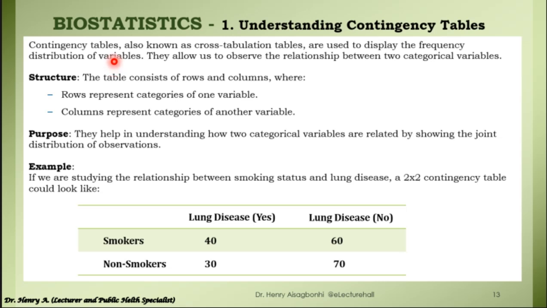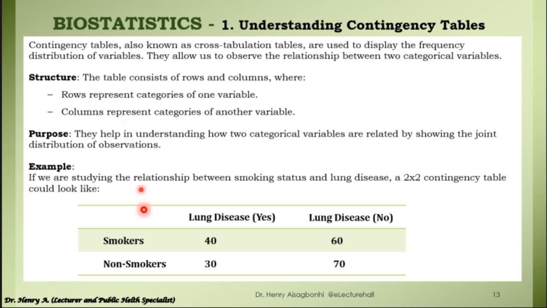So let's continue. Contingency tables allow us to observe the relationship between two categories. Now, there's usually a structure. The table consists of rows, it can be 2, 3, 4 or more, and it consists of columns. So this is column, and this is rows.